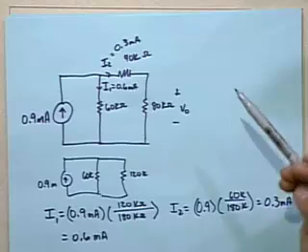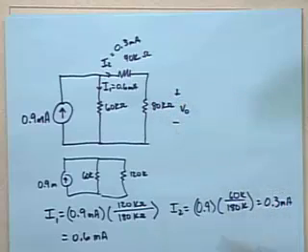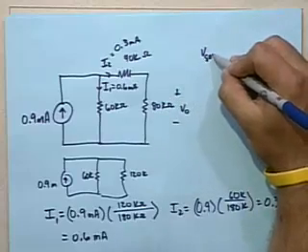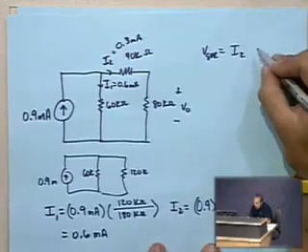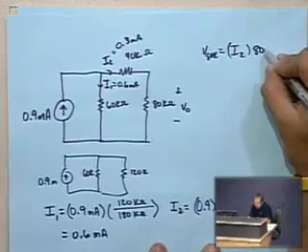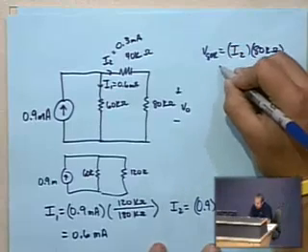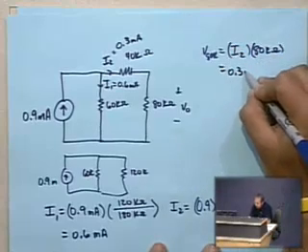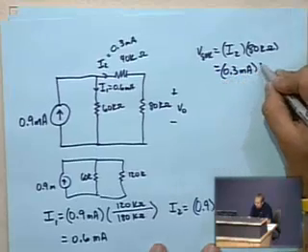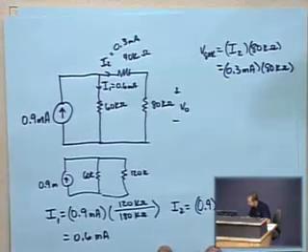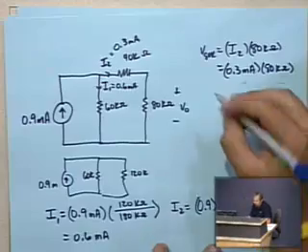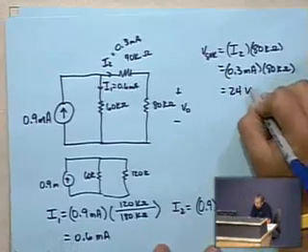The last thing that we wanted to figure out is what the voltage is across the 80K resistor, and that's just going to be V80K equals the current that's running through it, that happens to be I2, times the resistance of 80 kilo ohms. We figured out I2 was 0.3 milliamps. Multiply that by the 80 kilo ohms: 80e3 times 0.3e-3. And there's 24 volts across that.